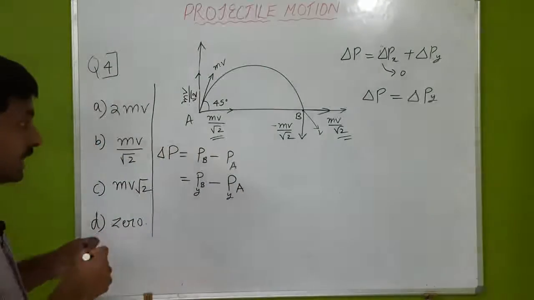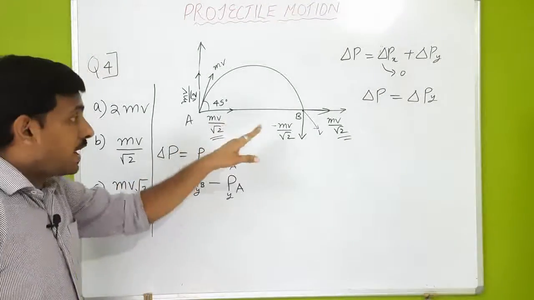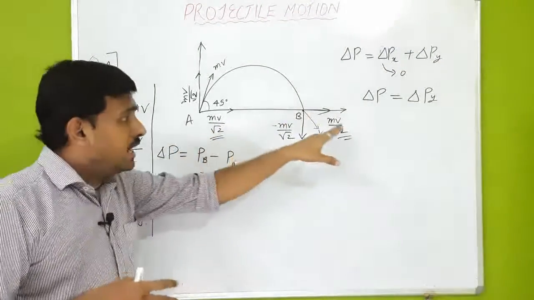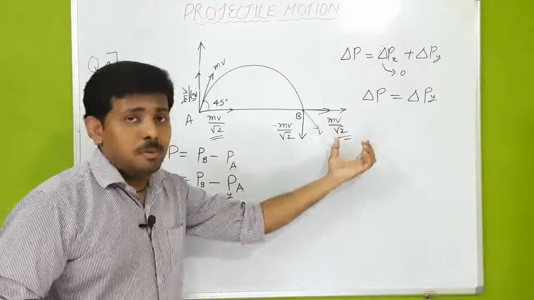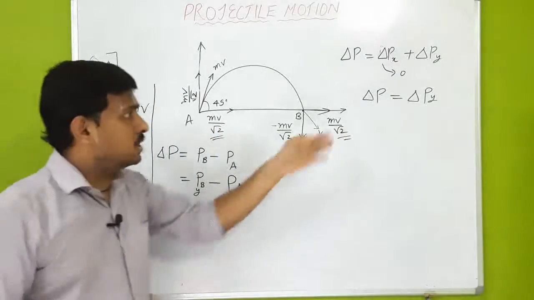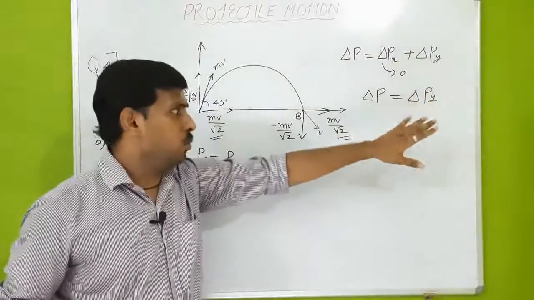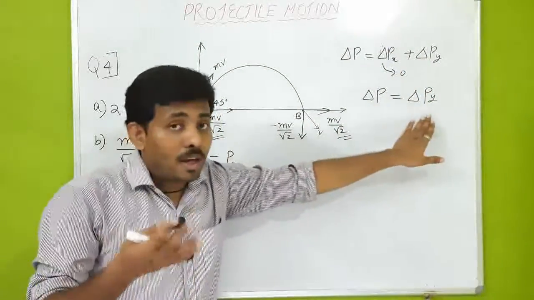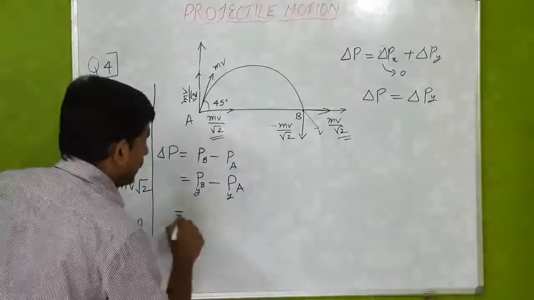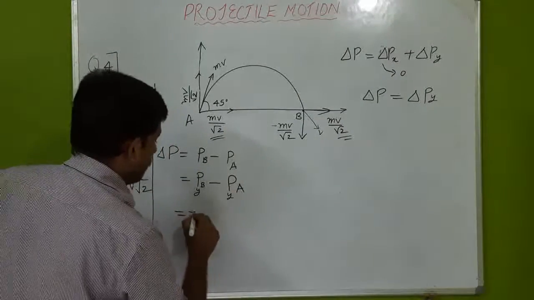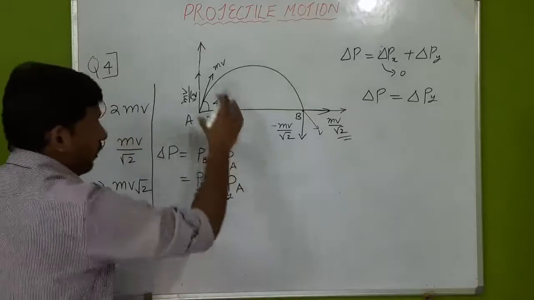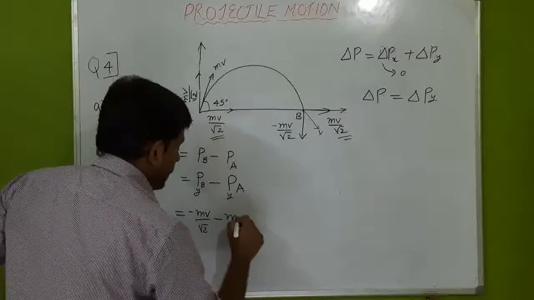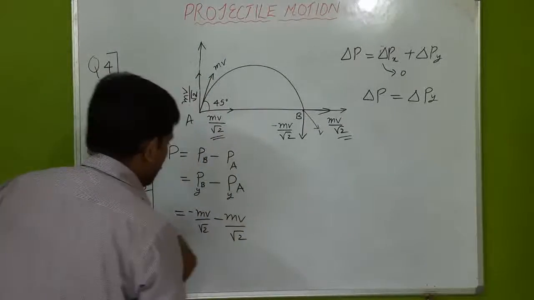Why didn't we take the x component? Because if we find the difference of the momentum in the x direction, it will be 0. Here it is mv by root 2, and here it is also mv by root 2. Taking the difference, it will be 0. Therefore, we can remove the x component, and we only have to consider the y component. The momentum at B is minus mv by root 2, minus the y component of momentum at A, which is mv by root 2.